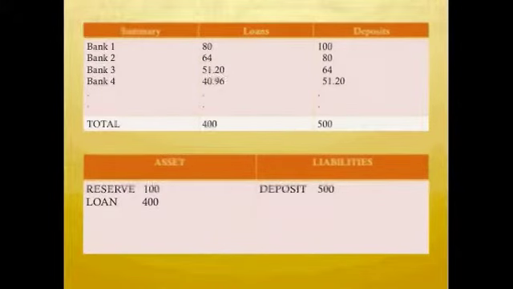As the process is repeated over and over, the total amount of deposits created is $500. This is the sum of deposits in each of the banks, because the banking system can be looked on as one big bank. The outcome here for many banks is the same as the outcome for one bank.